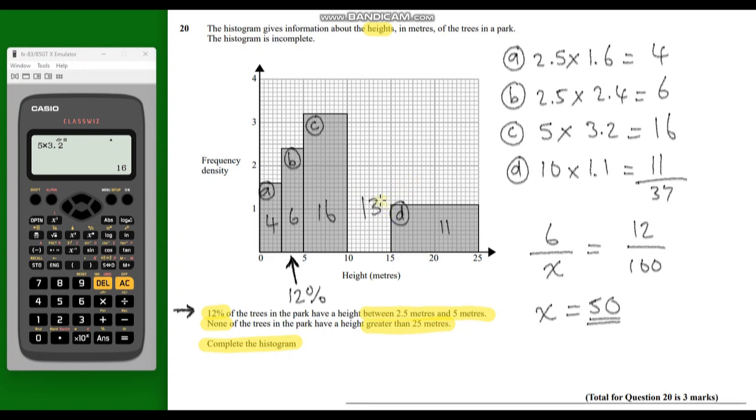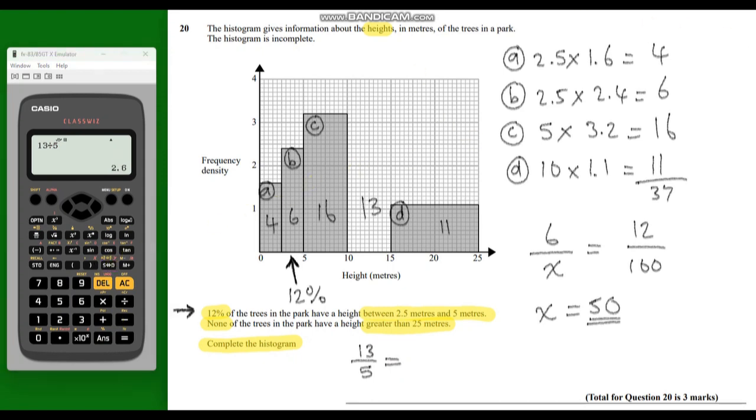So now we've worked out there's 13, we can work out how tall the bar is going to be because we know that this is 5. So it's going to be 5 times something is going to give us 13. So to work out the height, we're just going to do 13 divided by 5. And that gives us 2.6.